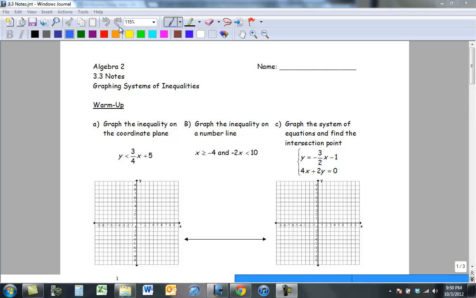3.3, Graphing Systems of Inequalities. So hopefully you did these 3 warm-ups before you started the video. If not, go ahead and press pause and give these warm-ups a try.